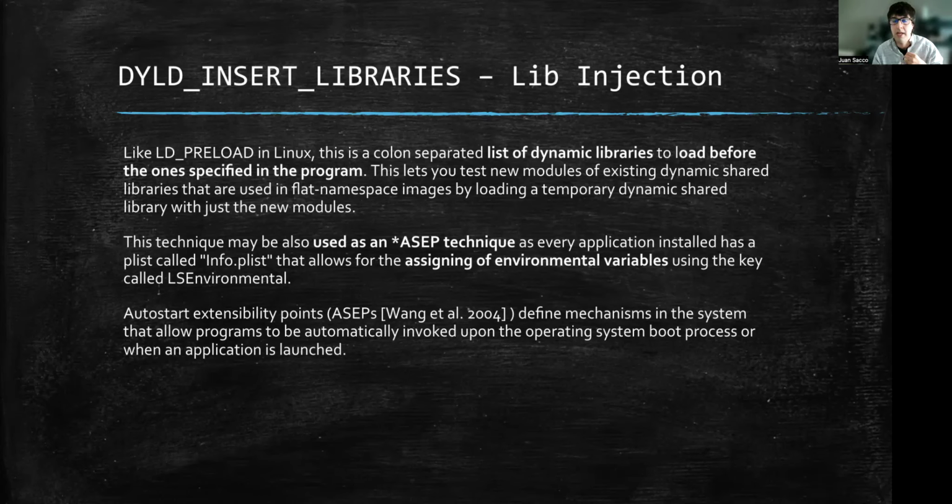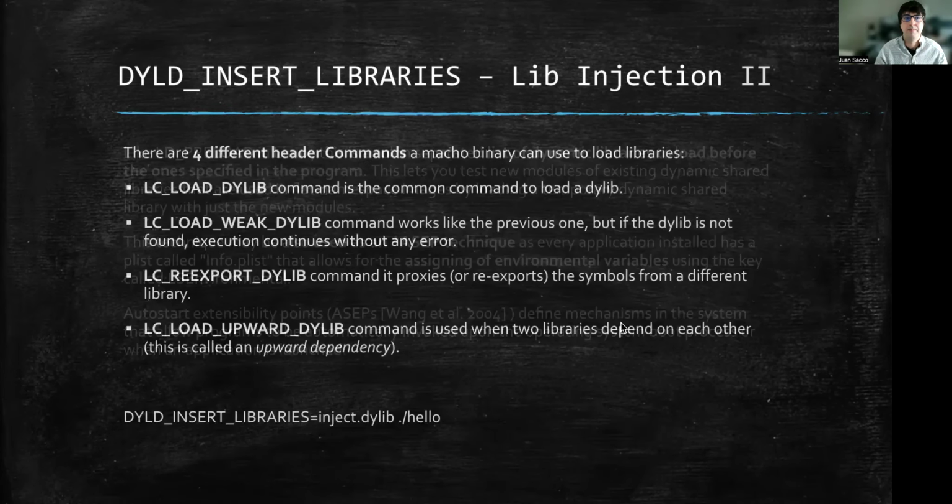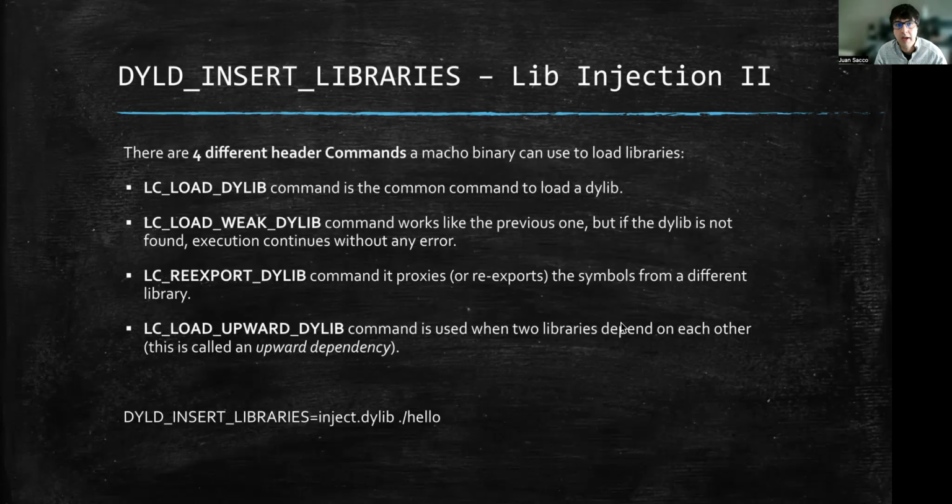Basically, you will obtain higher level access than your current user. But these mechanisms, these so-called features, are meant to be used by developers, right? Okay, how are these features implemented on Mac? Like this. There are four different header commands, as I say, that a Mach-O binary can use.